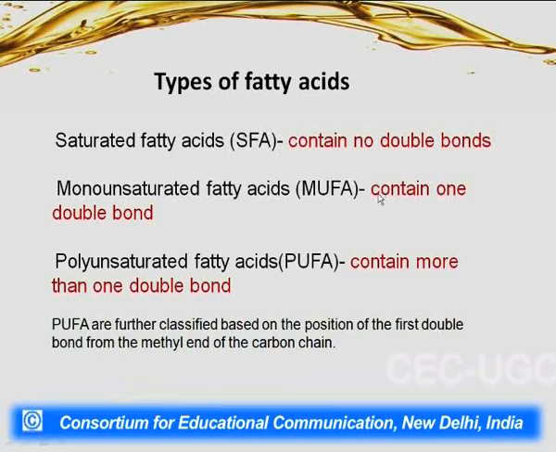If the carboxylic acid contains one double bond, then they are simply monounsaturated fatty acids, and in short they are known as MUFA. Then sometimes these carboxylic acids contain more than one double bond, they may be 2 or 3 or so. They are categorized here as polyunsaturated fatty acids, and in short they are called PUFA. PUFA acids are further classified based on the position of the first double bond from the methyl end of the carbon chain. Again, I will discuss it a little later.